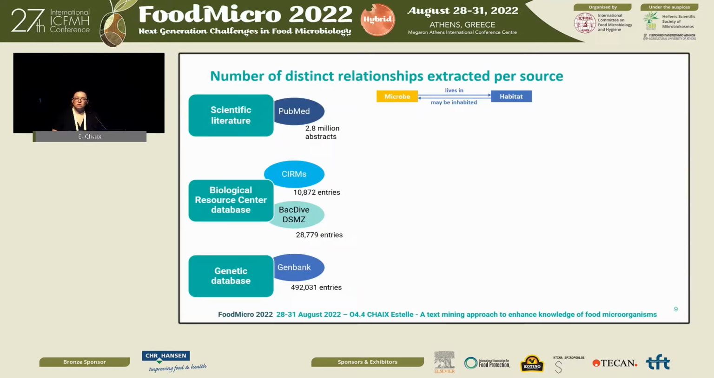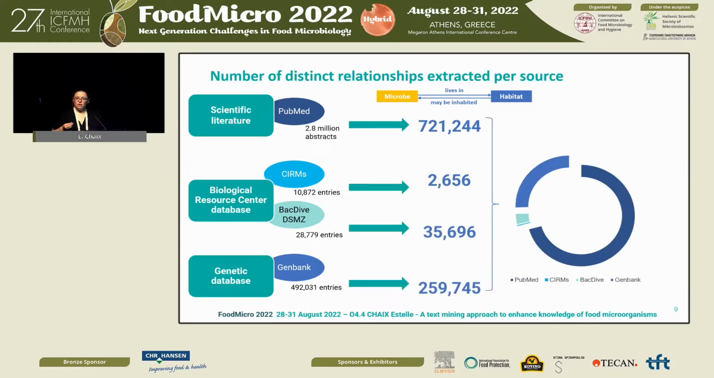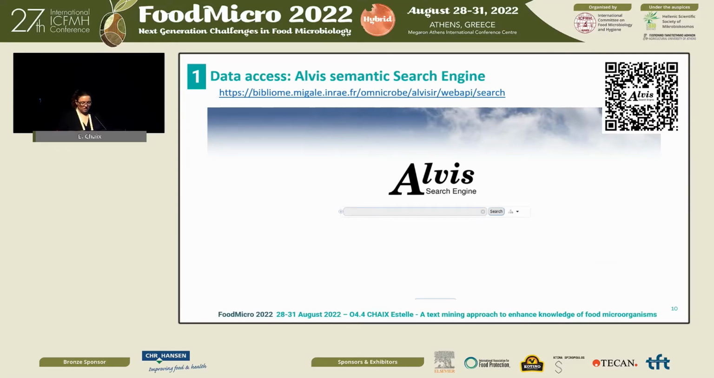Now some results about this text mining approach. From scientific literature and databases, we can extract a lot of information, around 1 million links between microbes and habitats. Most of the information is provided by PubMed, but databases also add different kinds of information. PubMed also provides the information about phenotype. And this extracted information can be accessed by you in two ways, which I will briefly present here.